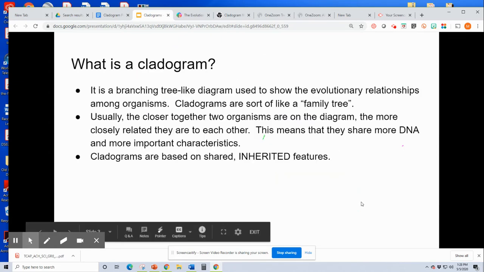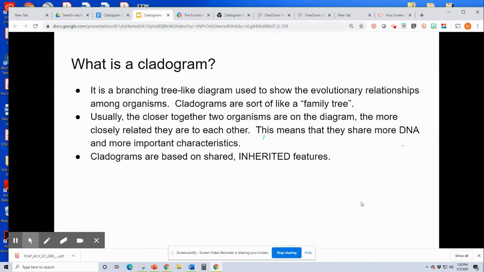All right, so now that I showed you a cladogram, here's what you would write down on your note sheet. It's a branching tree-like diagram used to show the evolutionary relationships among organisms. They are kind of like a family tree. Usually, the closer together two organisms are on the diagram, the more closely related they are to each other. This means that they share more DNA and more important characteristics. Cladograms are based on shared inherited features.